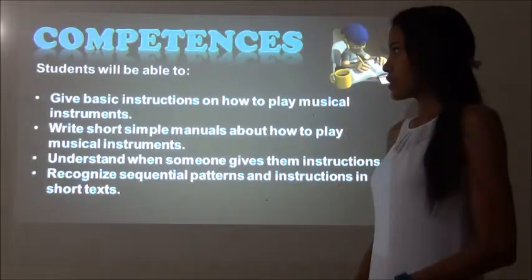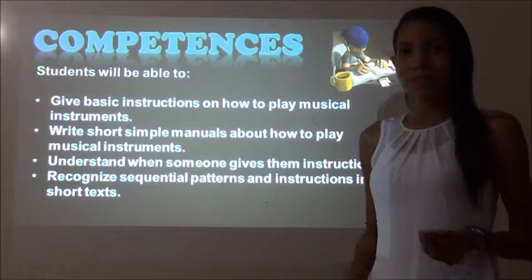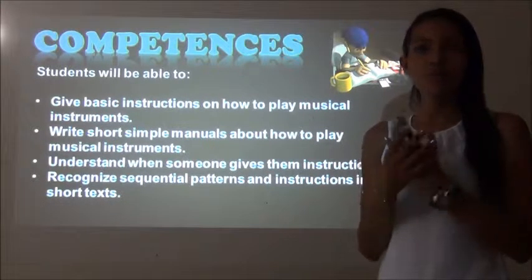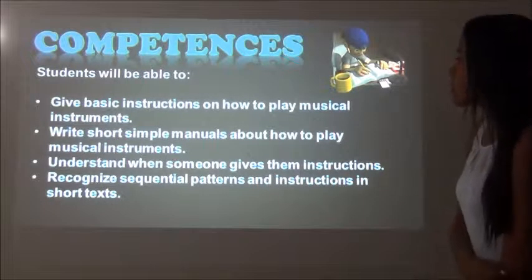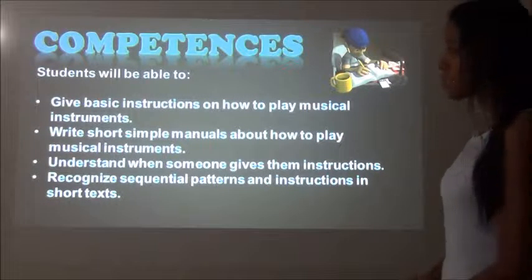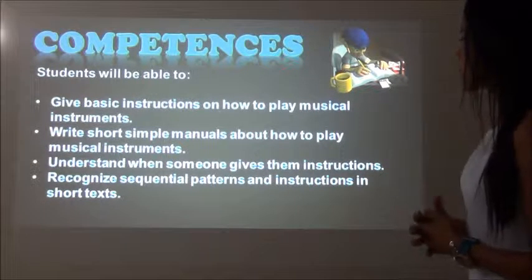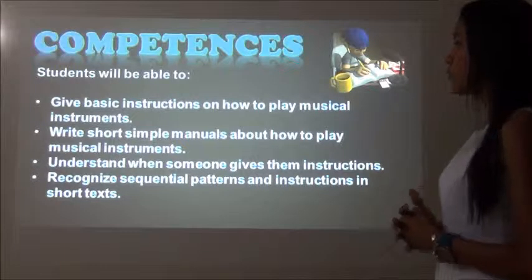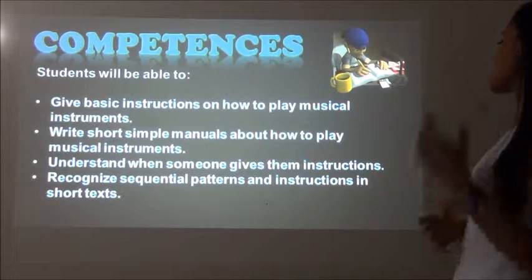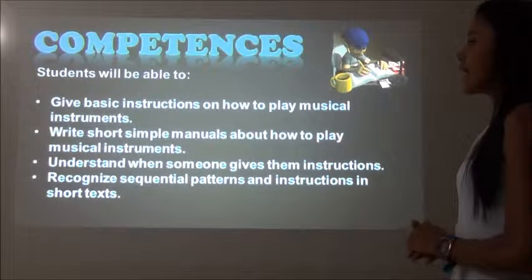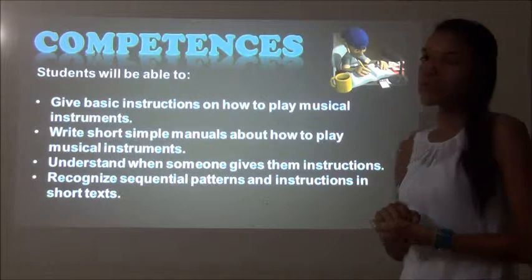By the end of the unit, the students will achieve 4 competences. Each competence is related to one linguistic skill. The first one, give a basic instruction on how to play a musical instrument, is related to speaking. Write short, simple manuals about how to play musical instruments is related to writing. Understand when someone gives them instruction is related to listening. And finally, recognize sequential patterns in instructions in short text is related to reading.